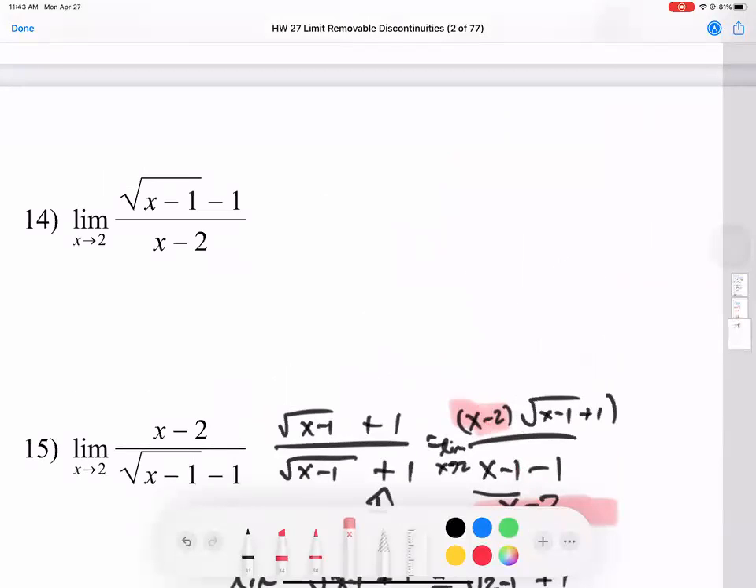Okay, so if I plug in the 2, 2 minus 1 is 1, square root of 1 is 1, 1 minus 1 is 0, and 2 minus 2 is 0. All right, we know this is going to be 0 over 0. It's indeterminate. So our goal is to try to mix it up. And we're going to do that by multiplying by the conjugate.